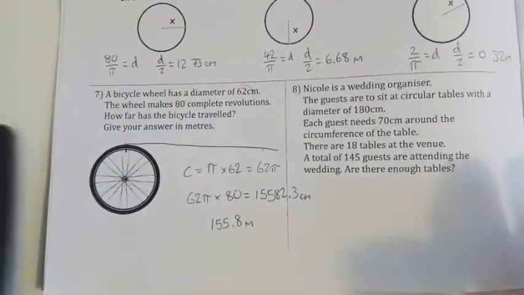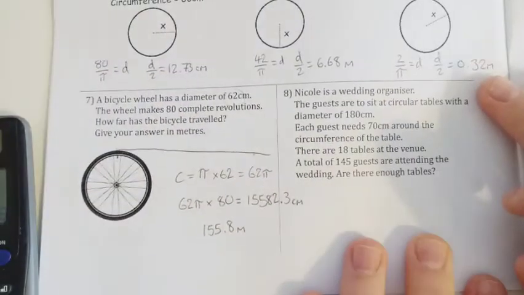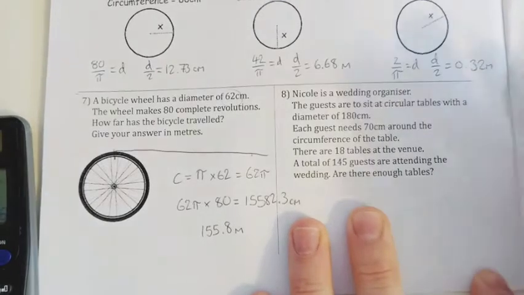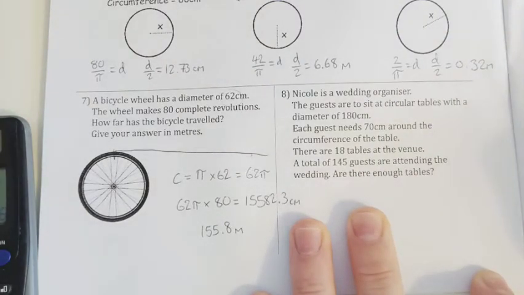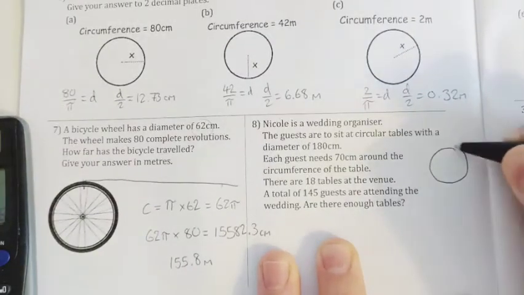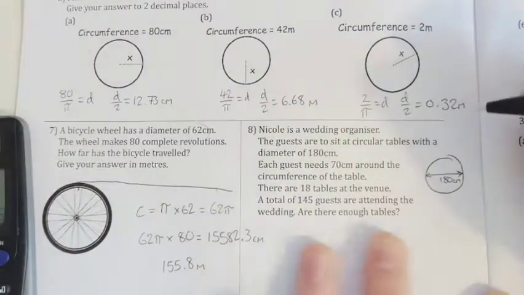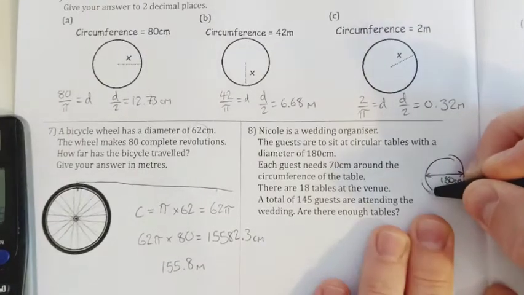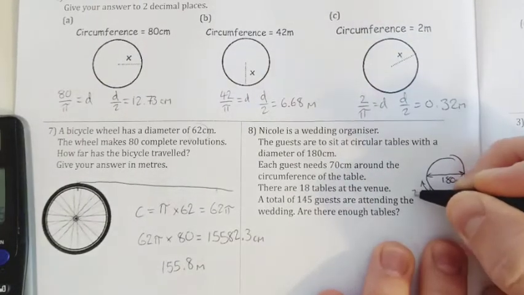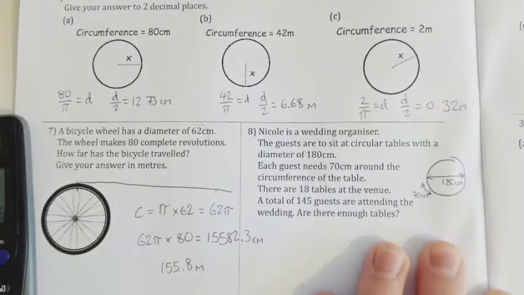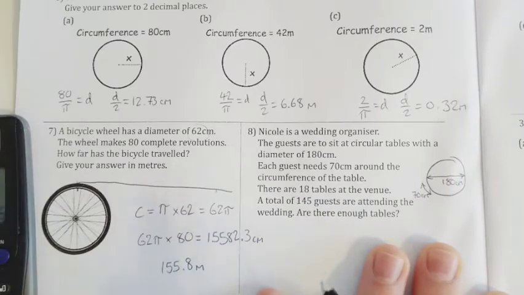And the last question. Nicole is a wedding organiser. The guests are to sit at circular tables with a diameter of 180 centimetres. Each guest needs 70 centimetres around the circumference. Okay, so we've got circular tables, 180 centimetres across, and each guest needs 70 centimetres. So we're talking about a length of arc, 70 centimetres. There are 18 tables at the venue and a total of 145 guests are attending the wedding.